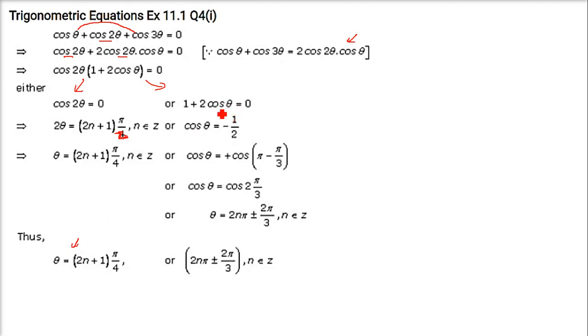Now coming here, 1 plus 2 cos theta. 2 cos theta is minus 1, and cos theta will be minus 1 by 2. In place of this half, you can write minus cos pi by 3, that is cos 60 degree. But minus cos pi by 3 can be written as cos (pi minus pi by 3), because cos (180 minus theta) is minus cos theta. So that is why we have written cos (pi minus pi by 3). So pi minus pi by 3 is what? 3 pi minus pi, that is 2 pi by 3. So cos theta is cos 2 pi by 3. So theta will be equal to 2n pi plus minus 2 pi by 3. So this is another solution. You can always write this n as m if you want.